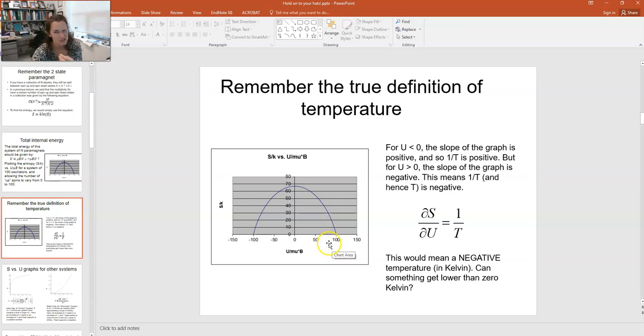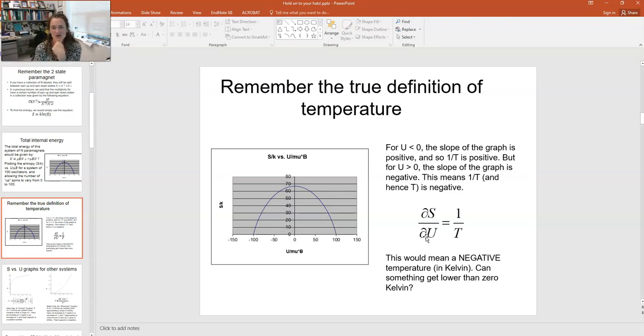But now, here's the weird part. If U is greater than 0 here, if it's on the right-hand side of this plot, then the slope is negative, which means that the partial of S with respect to U is negative, which means that 1 over T is negative. Now, I'm not talking about negative Fahrenheit or negative Celsius here. We're used to that. That just means it's cold. What I'm talking about is a negative Kelvin temperature, okay? So, that would mean that for this system, which we've developed and which we thought we understood, there's actually a little something going on, and it's that you've got a negative Kelvin temperature there on the right-hand side of that plot.